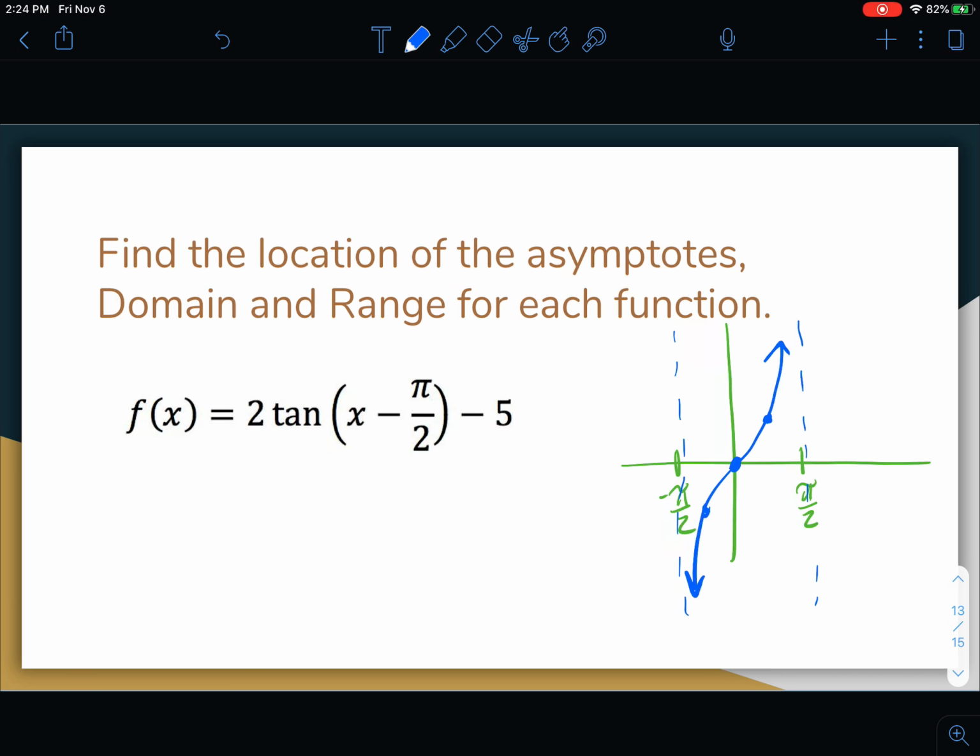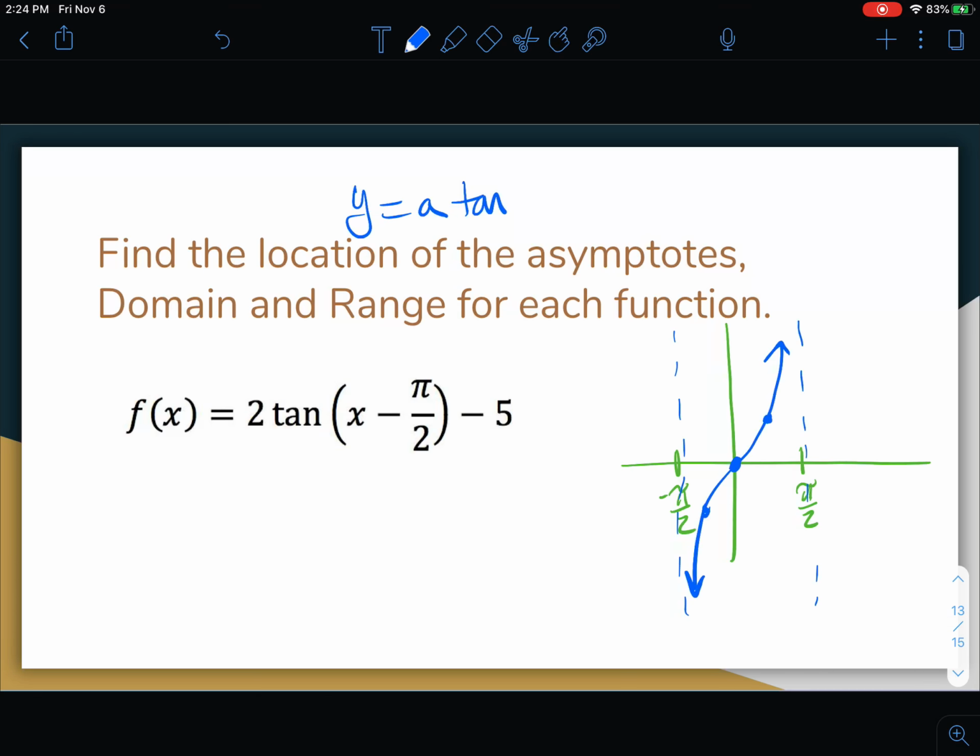This is the second part. We're just going to do two examples here, talking about finding the location of the asymptotes as well as the domain and range for each one of these tangent functions. So we have the same idea here as we've had with the other functions.